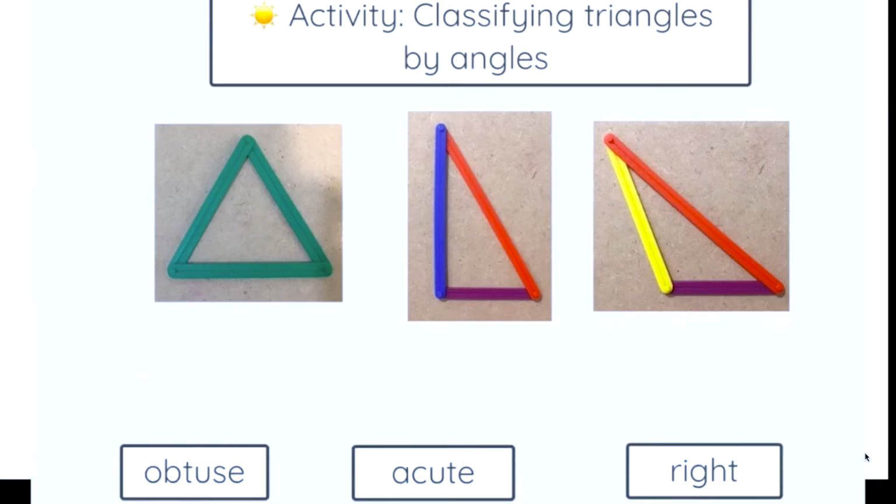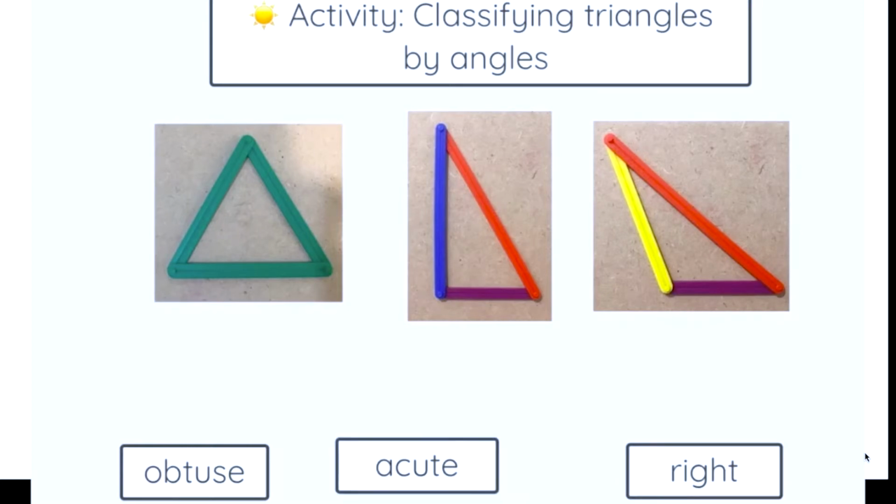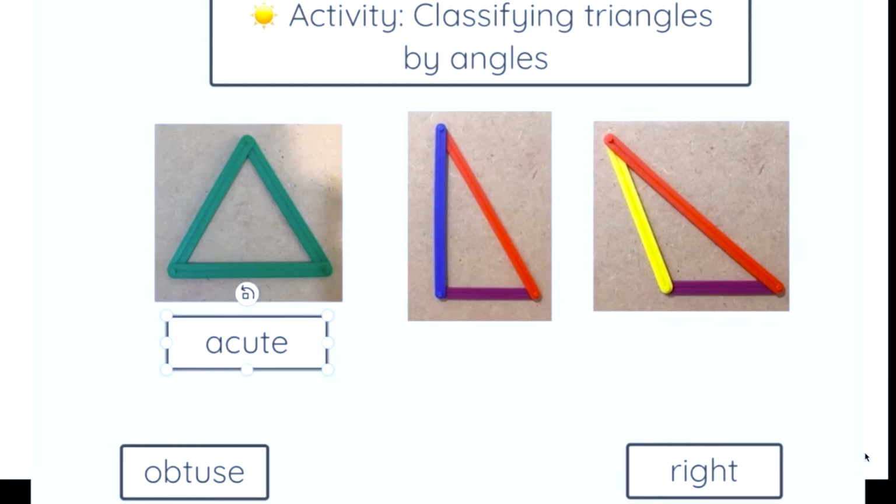So we're going to use these 3 vocabulary words at the bottom of the page to describe or classify each of these triangles by its angles. So looking at triangle 1, we can see that there are 3 angles that are all the same. They're all acute angles, or less than 90 degrees. So this would be an acute triangle. The other angles in an acute triangle are also acute. So all 3 of them are going to be less than 90.